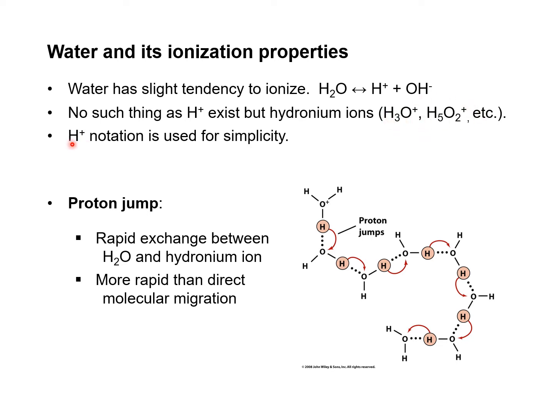But the H plus notation is used for simplicity, and we talked about the proton jump, where the water molecule quickly changes to hydronium ions, and that property passes along to the other molecules in the vicinity, and that transition keeps going and keeps promoting those changes of other molecules, eventually having this proton jump to other molecules over a long distance pretty quickly. So it's much faster than the direct molecular migration of the proton or the hydrogen cation.